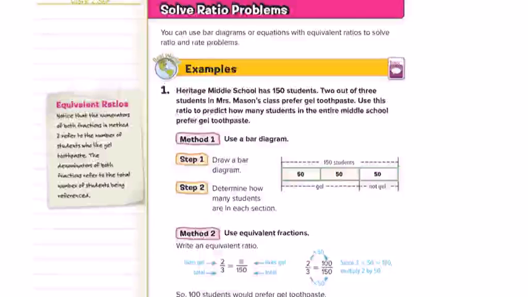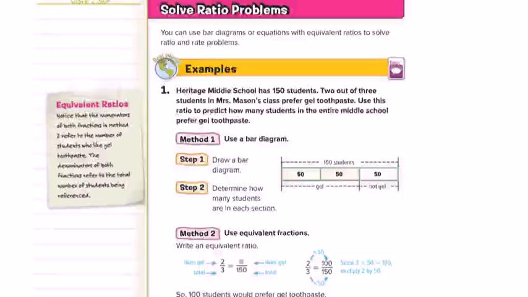Let's take a look at Example 1 to see how both of these methods can be used to solve ratio problems. Heritage Middle School has 150 students. 2 out of 3 students in Mrs. Mason's class prefer gel toothpaste. Use this ratio to predict how many students in the entire middle school prefer gel toothpaste.